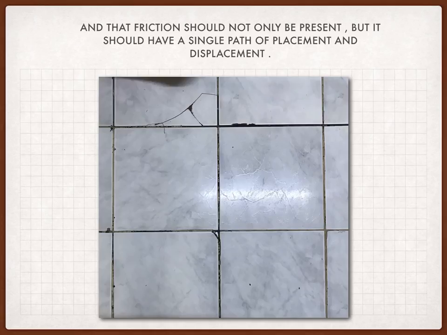And that friction should not only be present to retain the restoration to the structure, but it should have a single path of placement and displacement. Guys, if you look at the tile that is present on the upper left part of this picture, you can see that there is a fracture in its left middle part.